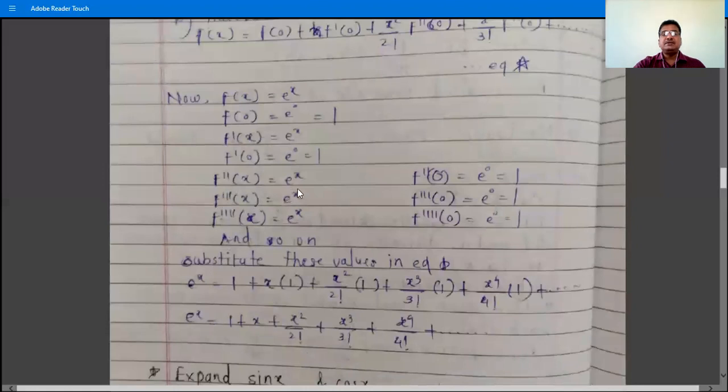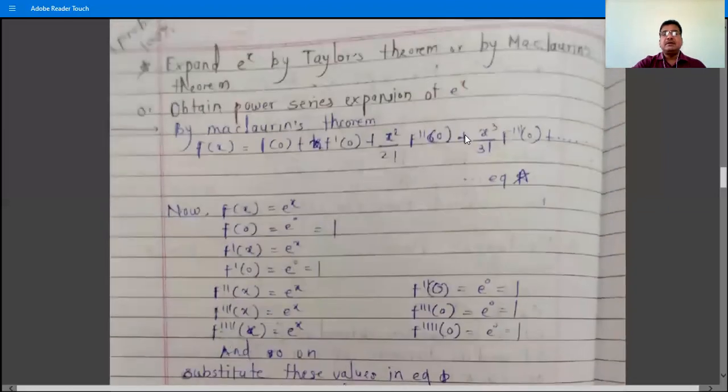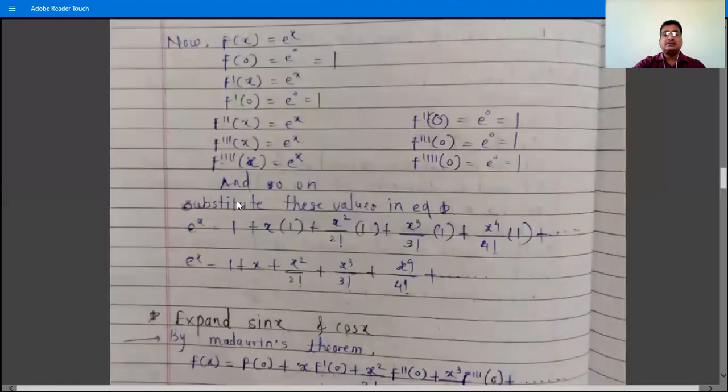f triple dash x is again e raised to x, the derivative of e raised to x is again e raised to x, and the value at 0 is e raised to 0, that is 1. The fourth order derivative, f raised to 4 of x, is e raised to x, again 1, and so on. Substituting these values in this equation star, f(x) is e raised to x.